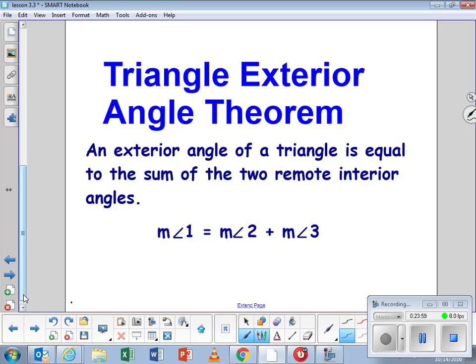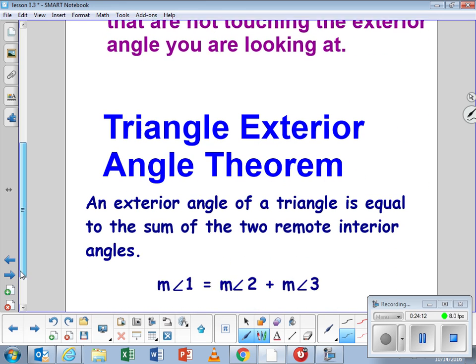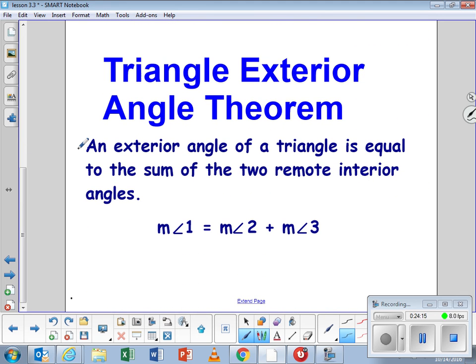And so it's saying that in this case, angle 1, this exterior angle, is equal to the sum of angles 2 and 3, which are the remote interior angles. So in words, it says an exterior angle of a triangle is equal to the sum of the 2 remote interior angles. That's always going to be true. In this example, we have them labeled angles 1, 2, and 3. So the measure of angle 1 is equal to the measure of angle 2 plus the measure of angle 3.